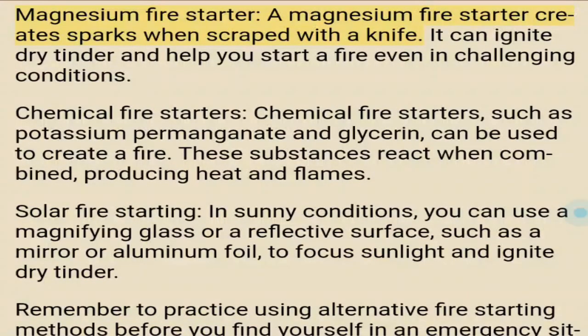Magnesium fire starter. A magnesium fire starter creates sparks when scraped with a knife. It can ignite dry tinder and help you start a fire even in challenging conditions. Chemical fire starters. Chemical fire starters, such as potassium permanganate and glycerin, can be used to create a fire. These substances react when combined, producing heat and flames. Solar fire starting. In sunny conditions, you can use a magnifying glass or a reflective surface, such as a mirror or aluminum foil, to focus sunlight and ignite dry tinder.